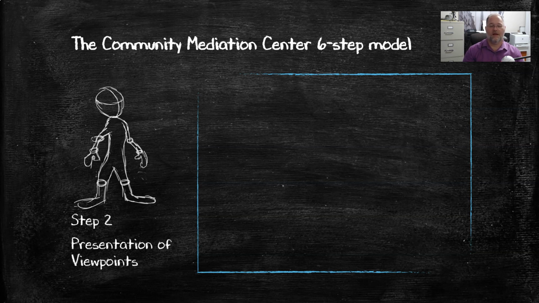Okay, so step 2 is presentation of viewpoints. Here you're going to hear everybody's issues of what they're doing and what's going on. You can either do this in a group session with everybody in the room, or you can take separate sessions and have one party talk to you, and then when they leave, have the other party come in and talk to you, and then when they leave, you and your mediator sit there and talk it out.